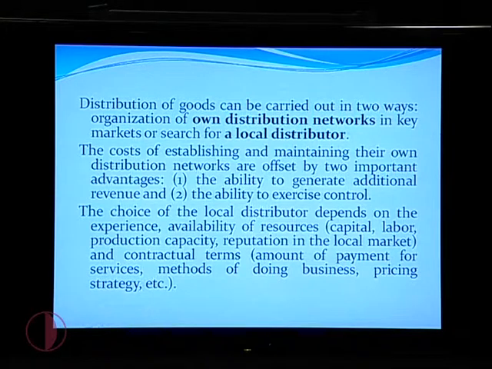Distribution of goods can be carried out in two ways: organization of own distribution networks in key markets or search for a local distributor. The costs of establishing and maintaining their own distribution networks are offset by two important advantages. The first one is the ability to generate additional revenue, and the second one is the ability to exercise control. The choice of the local distributor depends on the experience, availability of resources, capital, labor, production capacity, reputation in the local market, and contractual terms, amount of payment for services, methods of doing business, pricing strategy, etc.